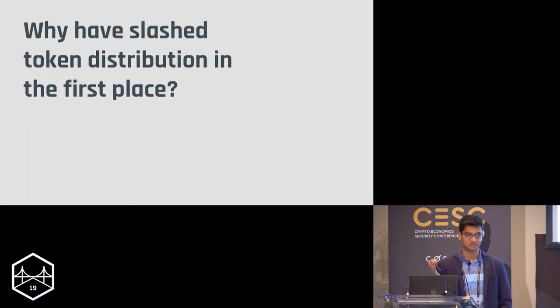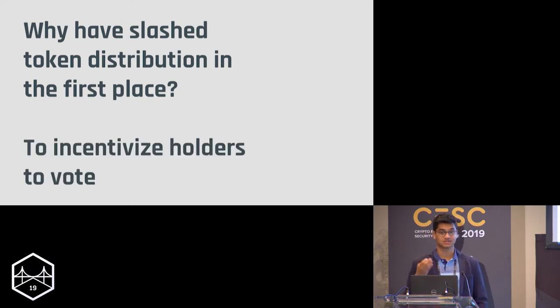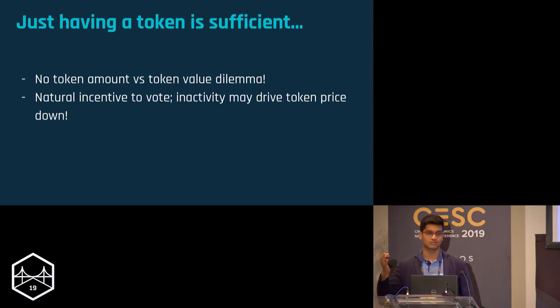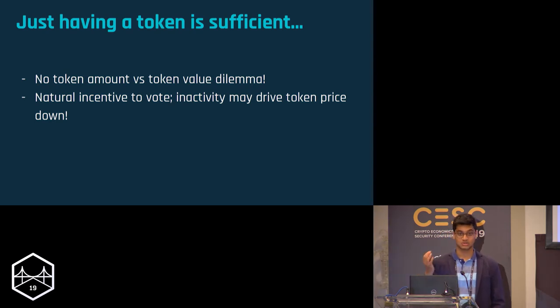So why was distributing slashed tokens a part of the TCR design in the first place? Well, the answer is so that token holders are incentivized to vote. If they see a bad candidate, they should have an incentive other than token price to reject the candidate. And here, the incentive is gaining of these slash tokens. But my claim is that just having a token is sufficient. Just correlating your TCR quality with the price of the token is good enough. There is no token amount versus token value dilemma that voters have if you do this. And there is a natural incentive to vote, because if you don't vote and some wrong decision goes through, then the token price might drop. And that's just a natural incentive that's out there.